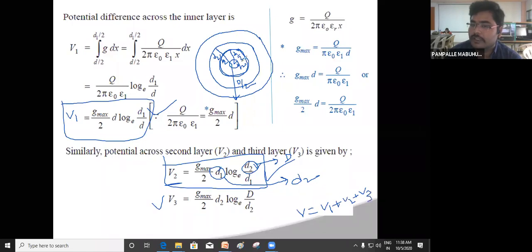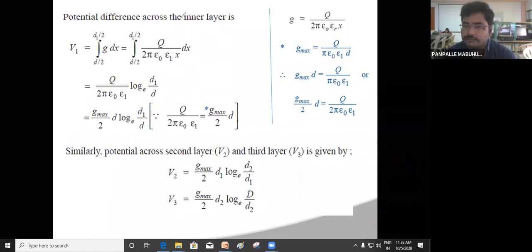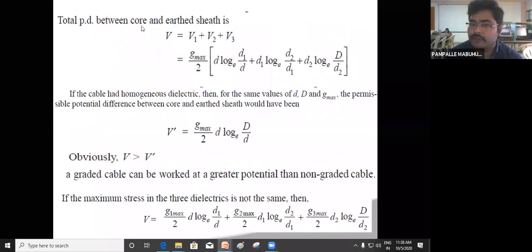Okay. So here between the conductor and the first layer you will have V1, between these two you will have V2, and between these two you will have V3. So the total voltage will be the sum of all these three voltages. So the potential difference between the core and the earthed sheath will be the sum of all the voltages.